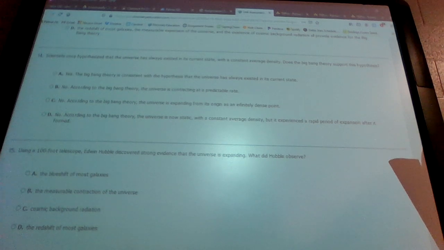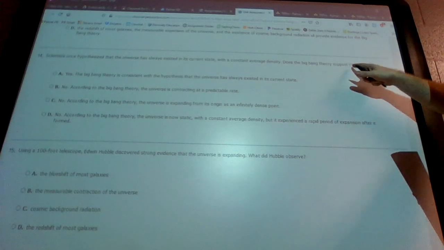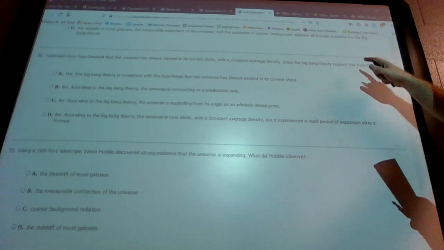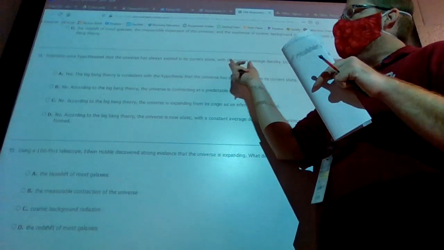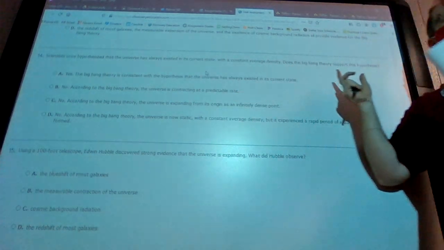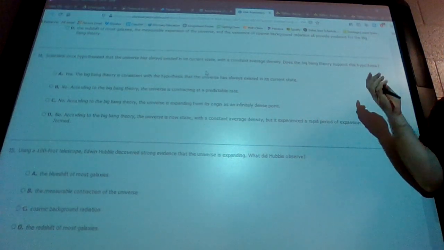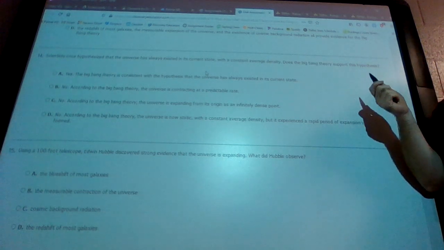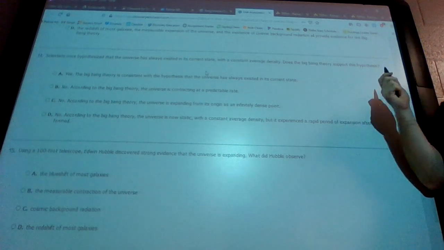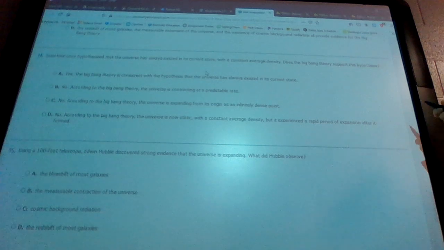Scientists once hypothesized that the universe has always existed in its current state with a constant average density. Does the Big Bang theory support this hypothesis? No. Constant in its current state. The Big Bang theory talks about things changing. Everything's expanding. You had a huge eruption of matter and space and time. And so it's not going to be the yes answer on this one.